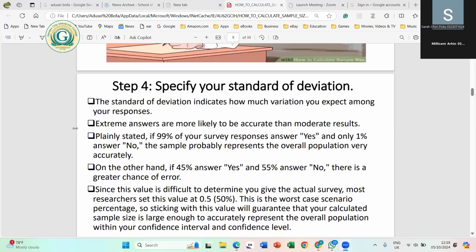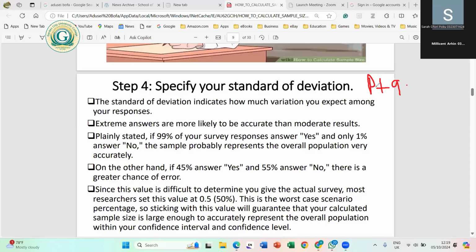You know what you have to notice when you add P and Q, the Q stands for those who are not experiencing. For example, we want to know the rate of, let's say, HIV in Garden City University. So the P stands for those who are having HIV, and Q stands for those who are not having HIV. If you add them, you should get one.